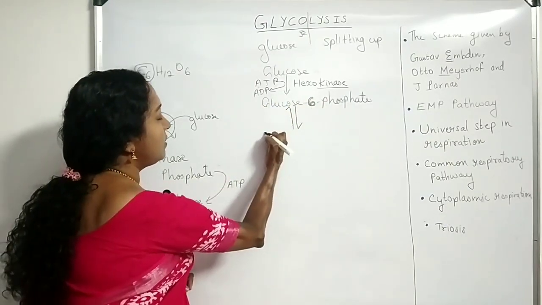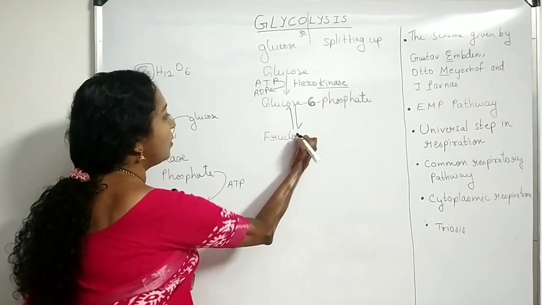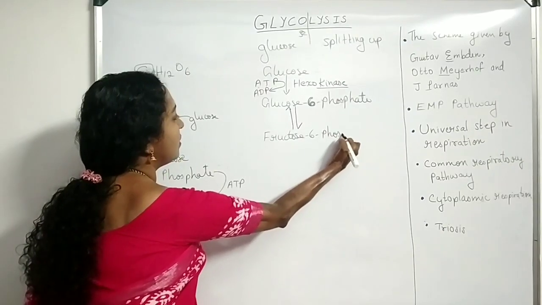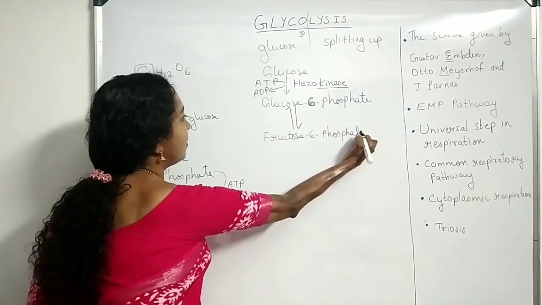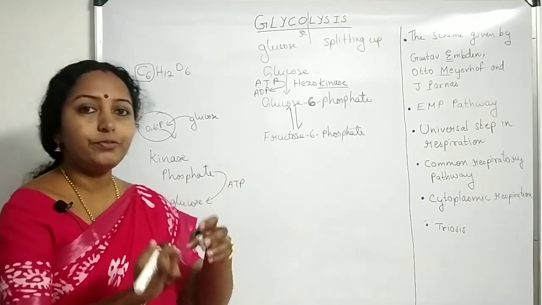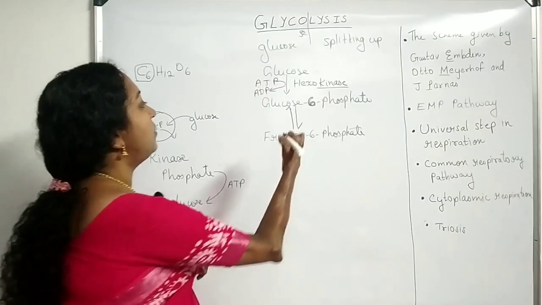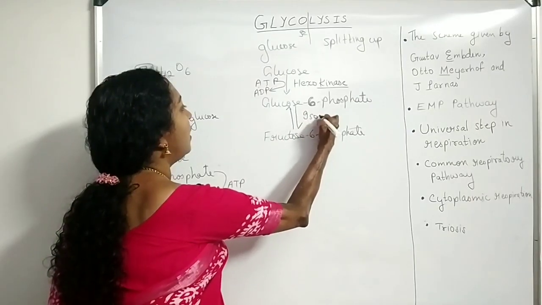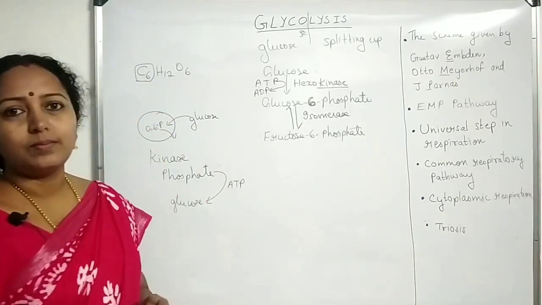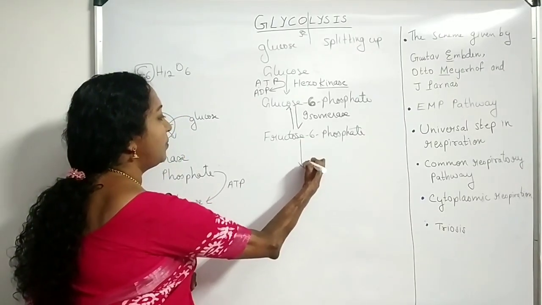Glucose 6-phosphate is getting converted to fructose 6-phosphate. Here you can see the only change is glucose getting converted to fructose, and both of them are isomers. So the enzyme involved here is isomerase. Now comes the next step, a very important step.